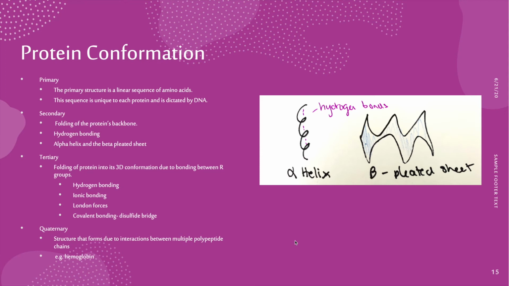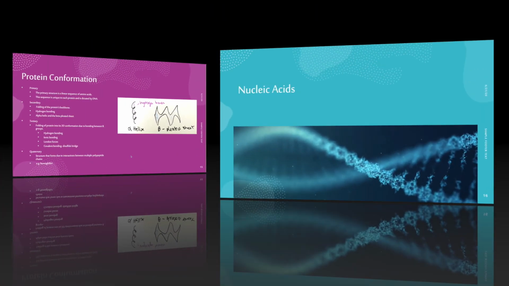It is important to remember that the protein's environment affects its structure and function. If the protein is introduced to unfavorable conditions, it may denature or lose its unique conformation, and in turn it will lose its function. Changes in temperature, pH, or salt concentration can all lead to the denaturation of proteins.